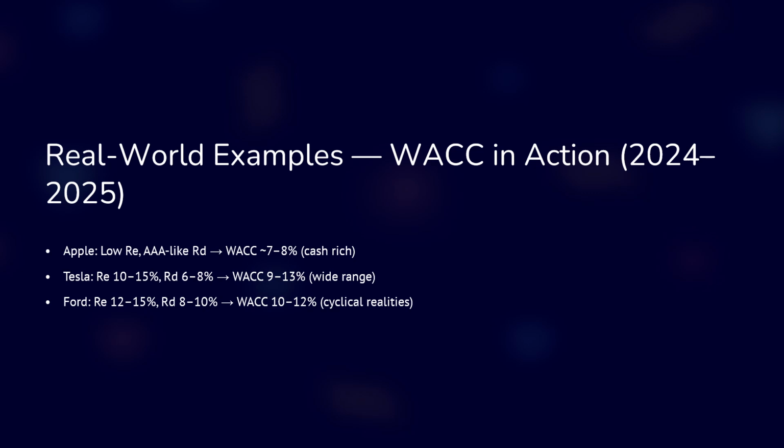Now, Tesla would be an example of the enigma. Tesla's cost of capital has been all over the map. In 2018 and 2019, when people questioned their survival, their cost of equity was probably 15% plus. But in 2021, during peak EV euphoria, it might have been 8%. Now it's somewhere in between as markets assess their AI and autonomous driving prospects.